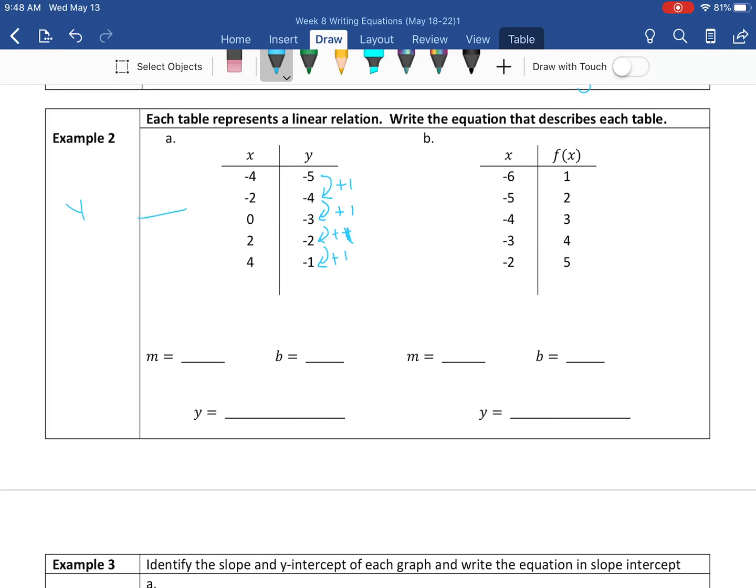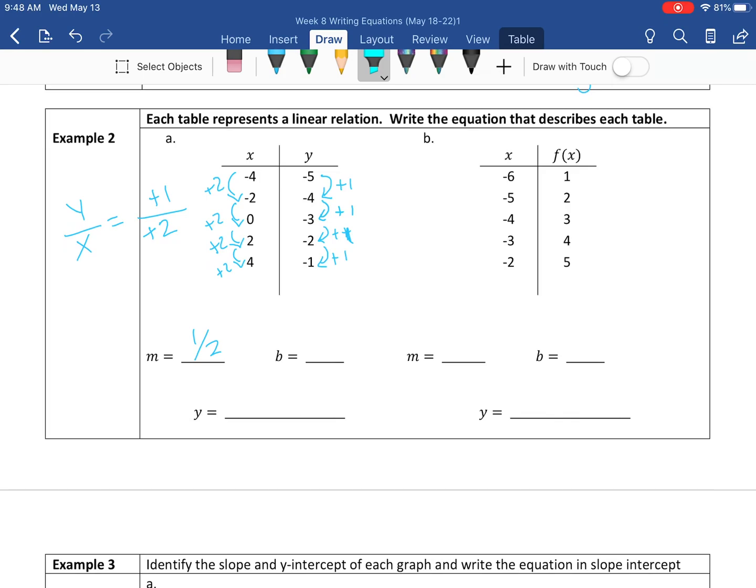Remember, our slope is change in y over change in x, so we're adding 1 for our change in y. And then for our change in x, well, from -4 to -2, we add 2. From -2 to 0, we add 2. From 0 to 2, we add 2. From 2 to 4, we add 2. So our change in y is +1. Our change in x is +2. So our slope is 1/2.